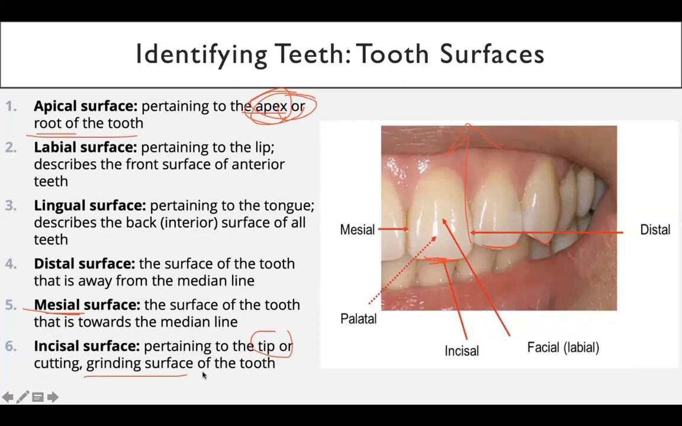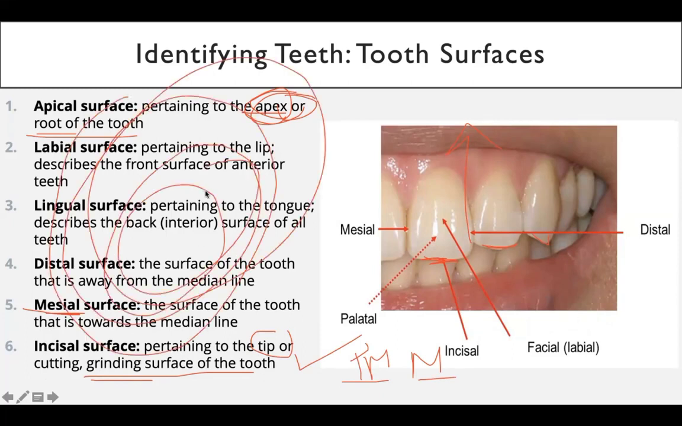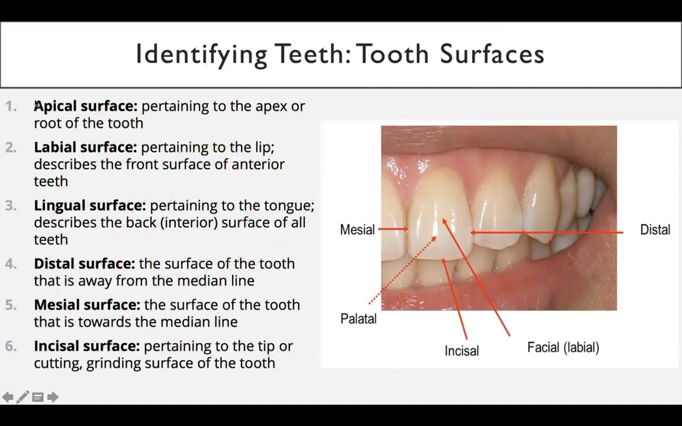But for grinding, we have premolars and molars. For grinding, we have premolars and molars, and that surface which is helping grinding is occlusal surface, which is not here. Haha, you know more than the slide. Okay. So apical surface, labial surface, lingual surface, distal surface, mesial surface, incisal surface, occlusal surface, not seen here. So where have we studied that?